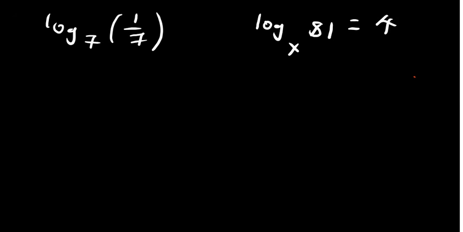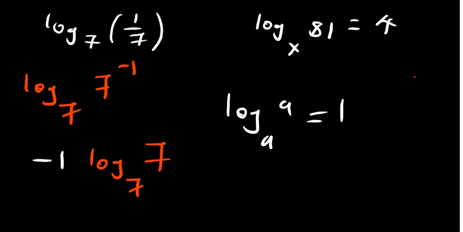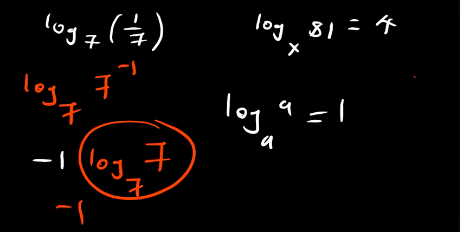When you have 1 over 7, it is basically the same as 7 to the power negative 1. We understand that. So at that point, with the same base, this property gives us a 1. The negative can go to the other side, so we have negative log base 7 of 7. This is equal to 1, so our answer is just going to be negative 1 for the first part of the question.